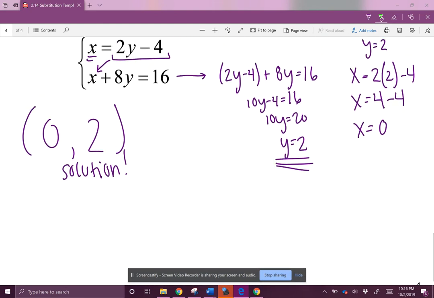So try the practice problems below on graphing and substitution, and move from there.